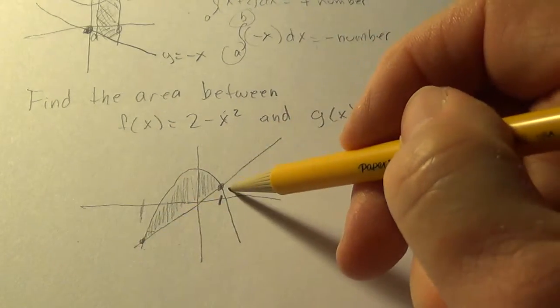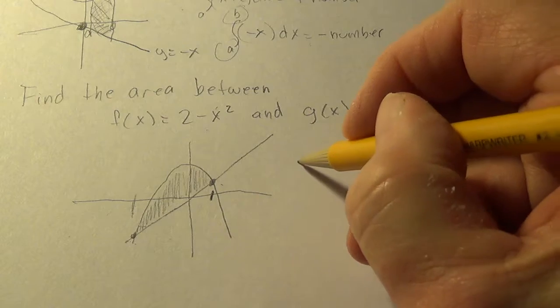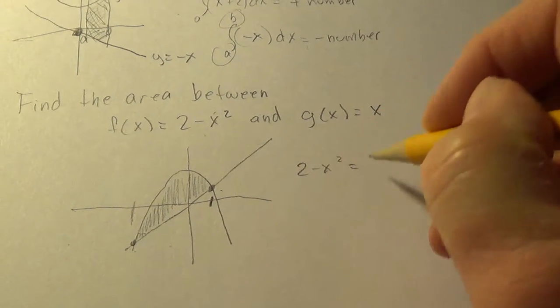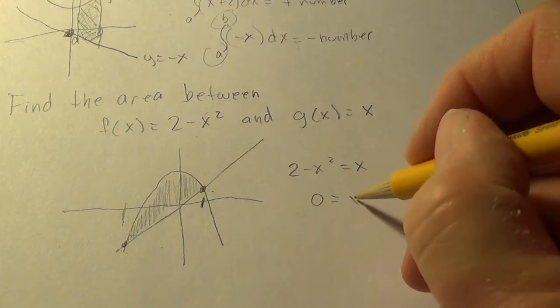So how do we get these intersection points? Well, it's where these two curves are equal. So I'm going to set them equal and solve for x. Hopefully this is factorable.